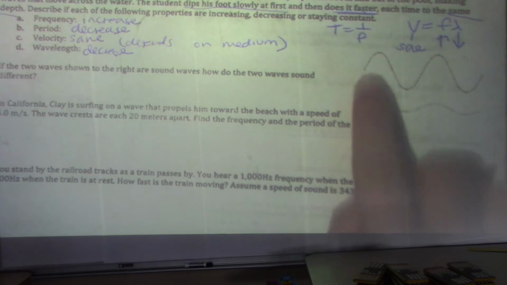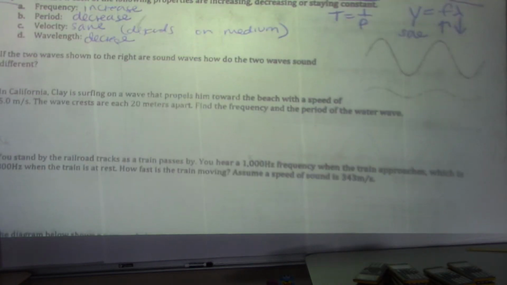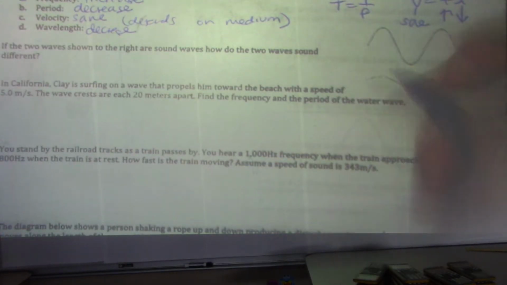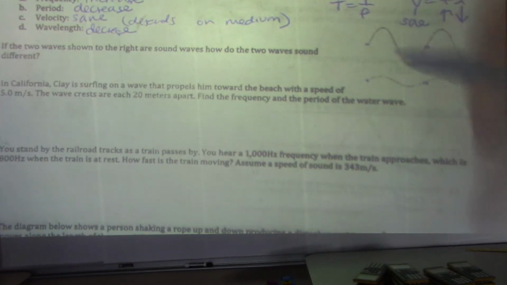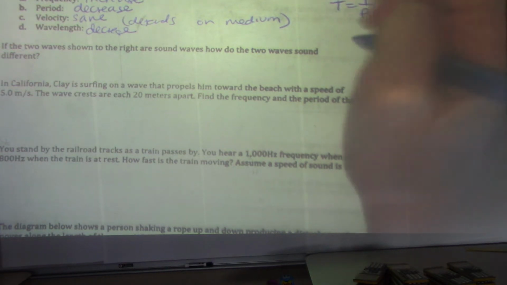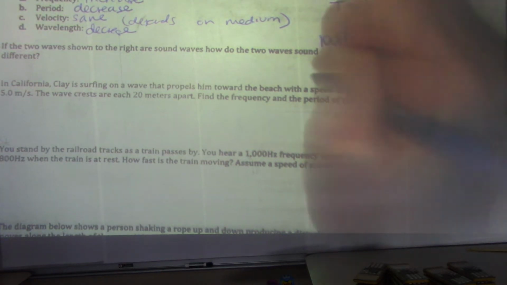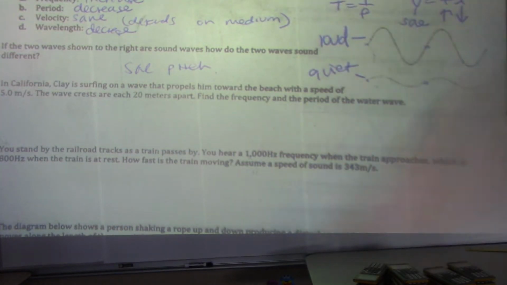Alright, these are two sound waves. How would they sound different? Well, if you look, they have the same frequency and same wavelength, because they have the same length right here, but this one is a much taller wave, so this one would be a loud wave, and this one would be a quiet wave, but they have the same pitch. So A, the first one, would be louder than this one.